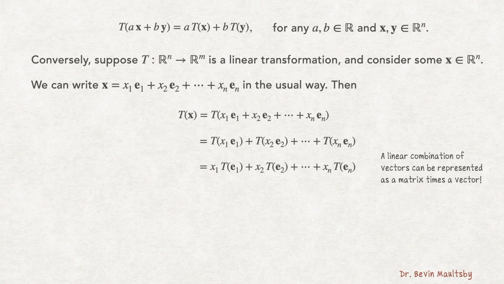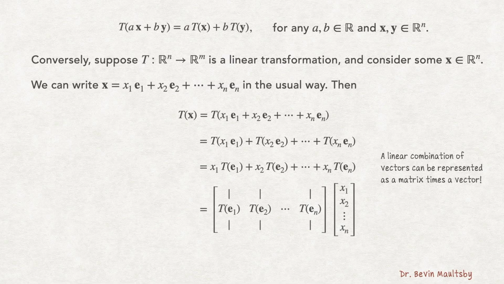Sometimes it's harder to go in this direction, but if you remember, when we talked about matrix multiplication through the lens of looking at the columns, what we discovered was that any linear combination of vectors can be represented as a matrix times a vector. So from this linear combination, I can write this matrix product, where the columns of the matrix are the vectors T of e1 through T of en, and the weights x1, x2 through xn that form the linear combination become the entries in a vector.